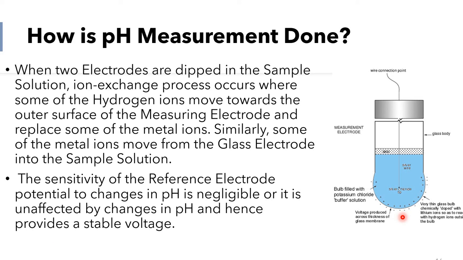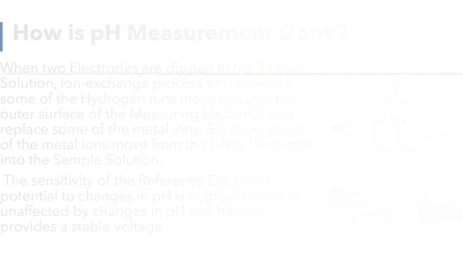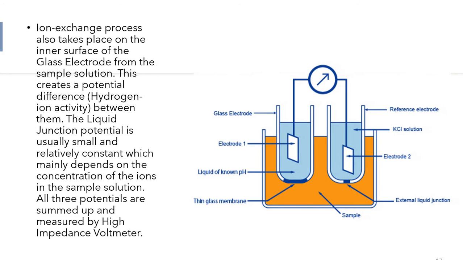Here you can see a measurement electrode with a very thin glass bulb chemically doped with lithium ions so as to react with hydrogen ions outside the bulb. There will be voltage production across the glass membrane. Ion exchange process also takes place on the inner surface of the glass electrode from the sample solution. This creates a potential difference between them.